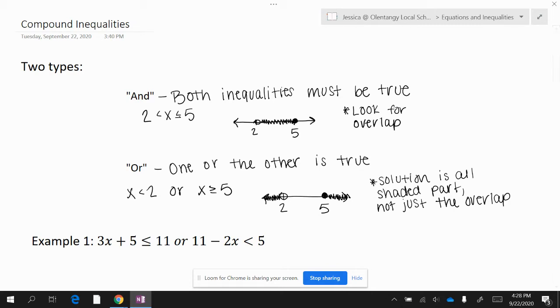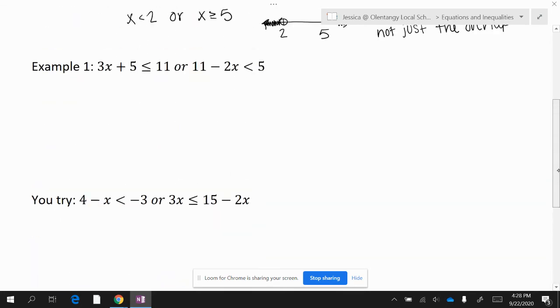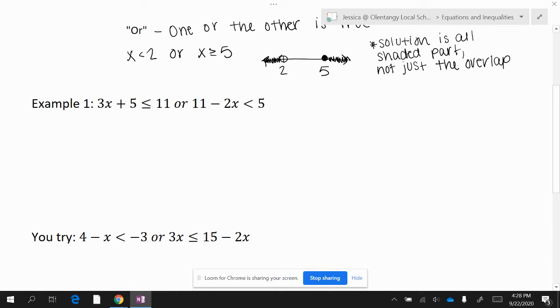Okay, so for this first example, we have 3x plus 5 is less than or equal to 11, or 11 minus 2x is less than 5. So first, let's go ahead and solve for x on these. On this first one, 3x plus 5 is less than or equal to 11. Then we get 3x is less than or equal to 6. Divide by 3, x is less than or equal to 2.